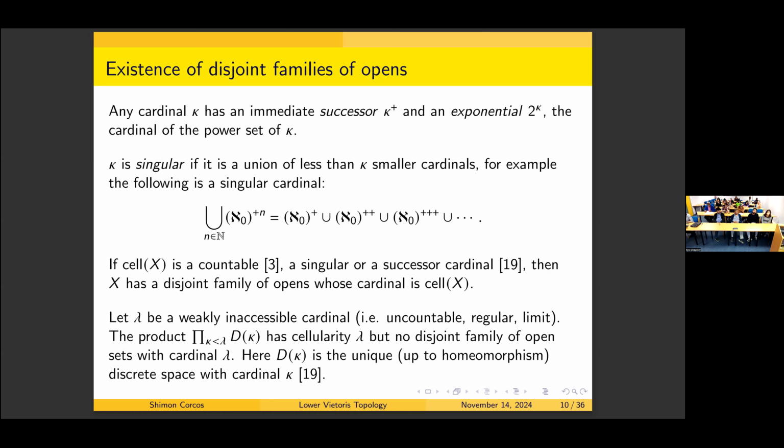However, if you have a weakly inaccessible cardinal, which is not guaranteed to exist in our theory of sets, then you can find a space. So if you have a weakly inaccessible cardinal lambda, and you consider the product of discrete spaces having cardinal kappa less than lambda, then it has cellularity lambda, but no disjoint family of opens of cardinal lambda.